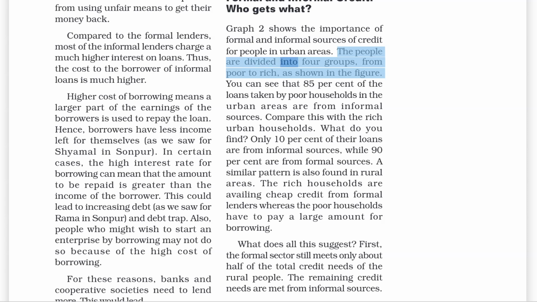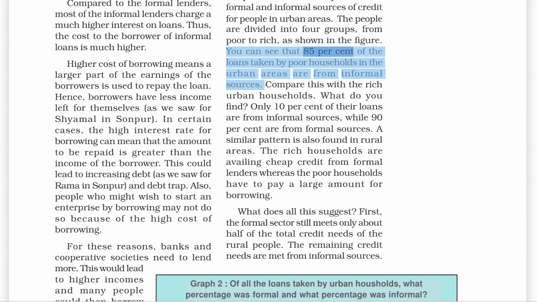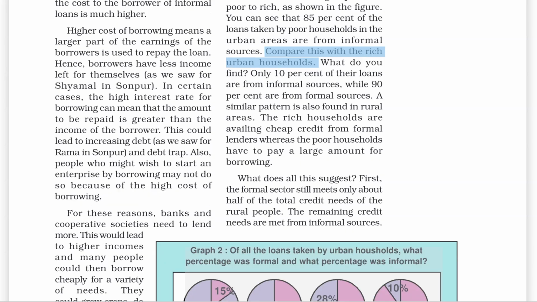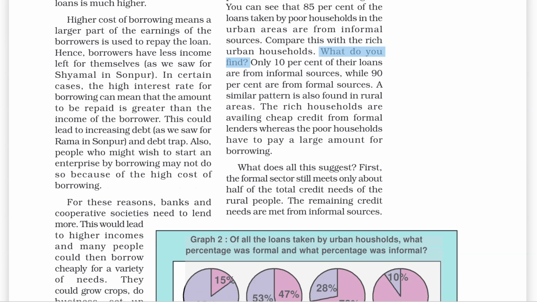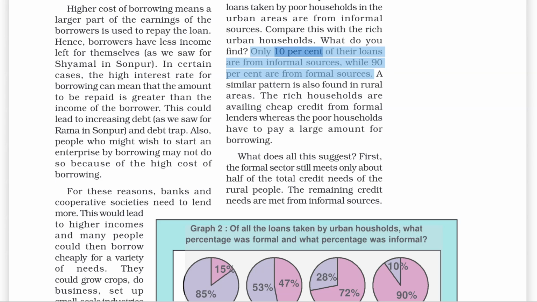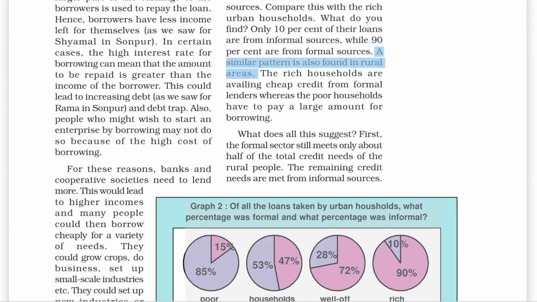The people are divided into 4 groups from poor to rich, as shown in the figure. You can see that 85% of the loans taken by poor households in the urban areas are from informal sources. Compare this with the rich urban households. What do you find? Only 10% of their loans are from informal sources, while 90% are from formal sources. A similar pattern is also found in rural areas.